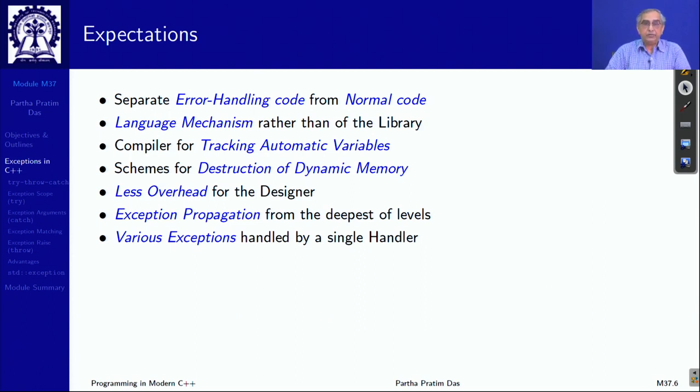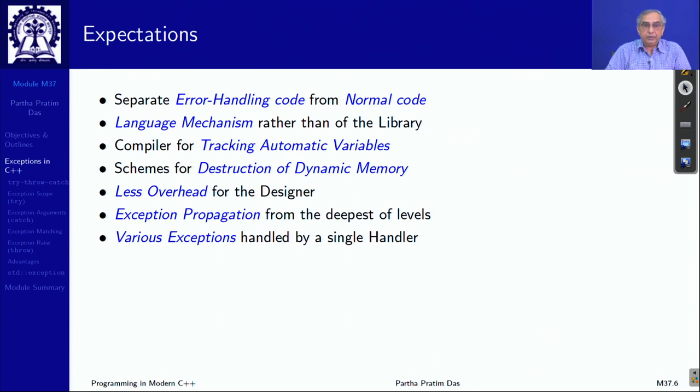The compilers can track automatic variables, and as is required in C++, can do the destruction of automatic variables when, because of an error, without following the normal flow, the control has to go out of a certain scope. It has schemes for destruction of dynamic memory. It naturally provides much less overhead for the designer, the developer, the programmer to take care of different error and exception situations in the program.